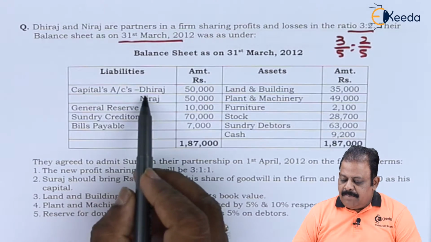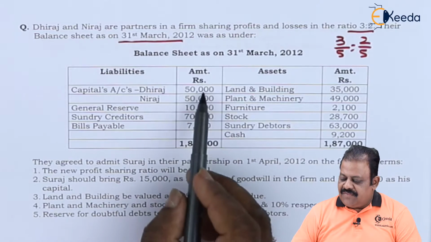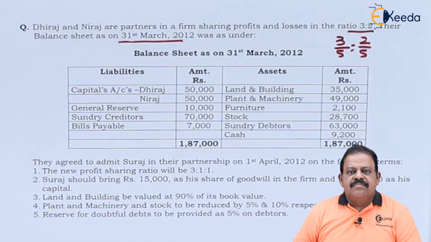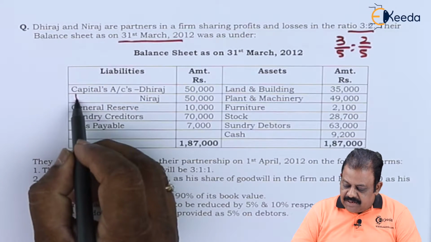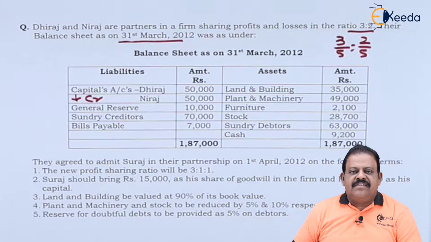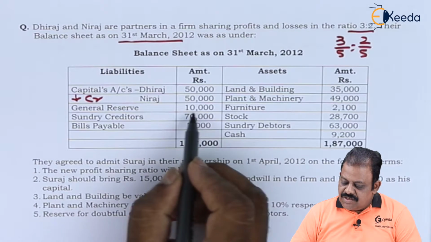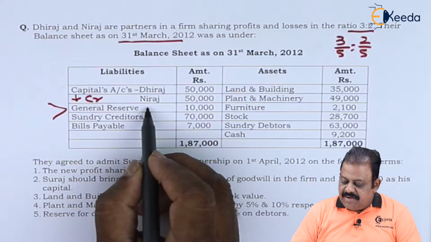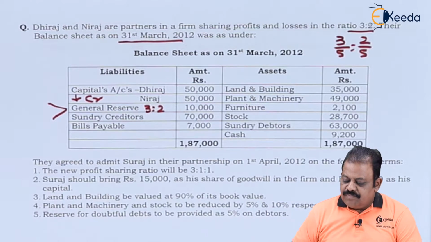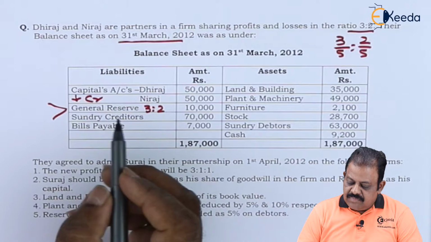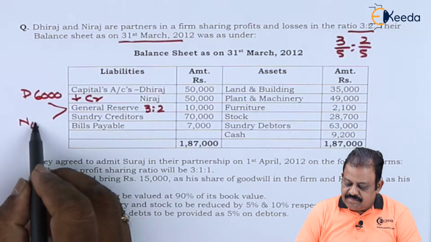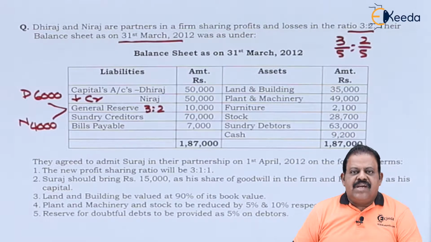Liability side, capital account of Dheeraj 50,000, capital account of Neeraj 50,000. These will be transferred to their capital accounts on the credit side. General reserve 10,000. This will be divided between them in their profit sharing ratio 3:2. That is, Dheeraj will get 6,000, Neeraj will get 4,000.